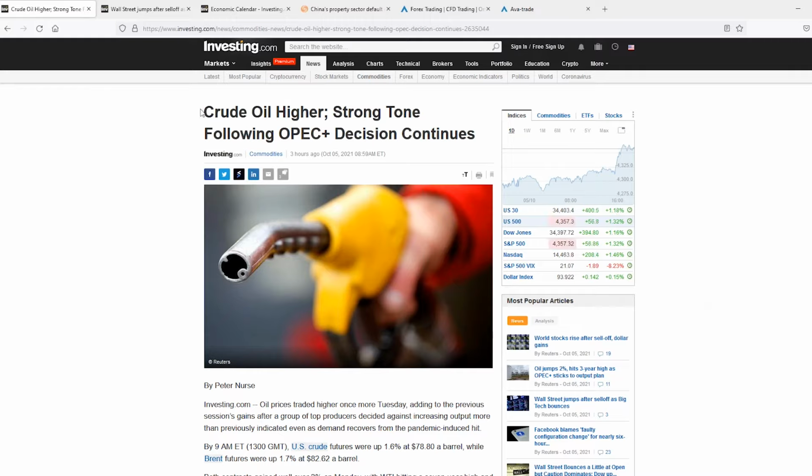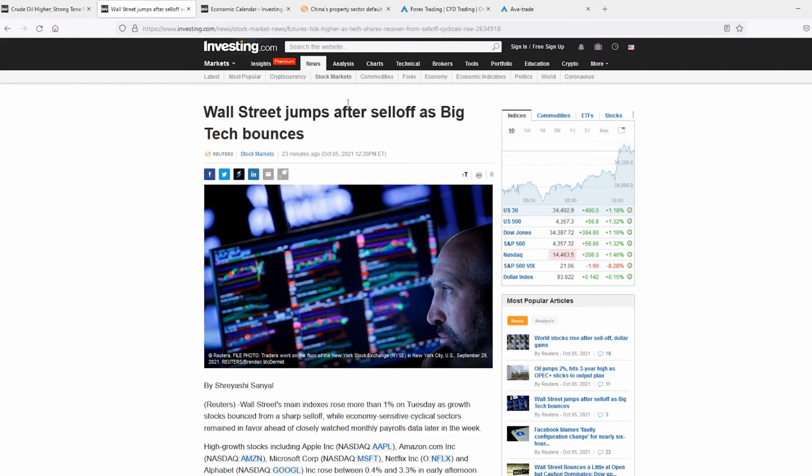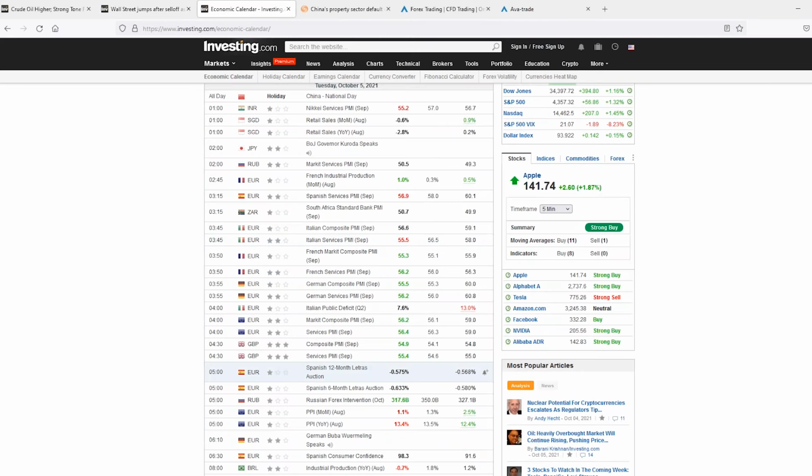That goes with the headline, crude oil higher, strong tone. You look at the next headline, Wall Street jumps after sell-off as big tech bounces. So there was a sell-off recently, but today the headline was Wall Street is jumping. Another positive headline. We look at announcements that came in earlier today.